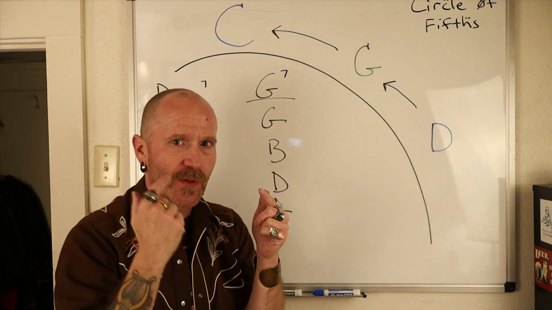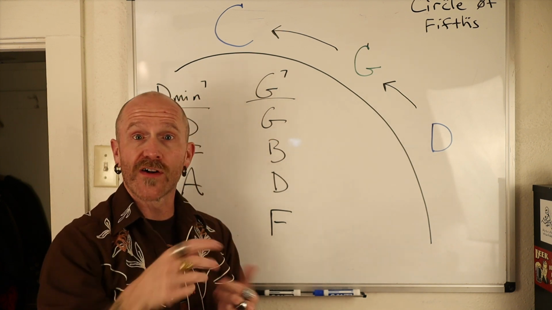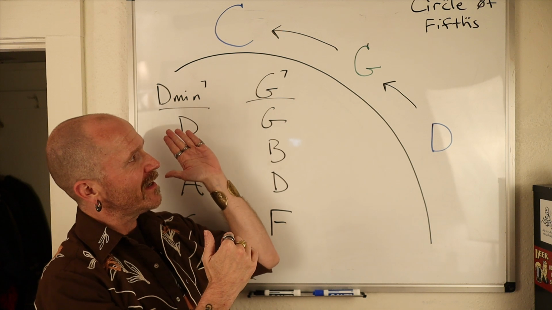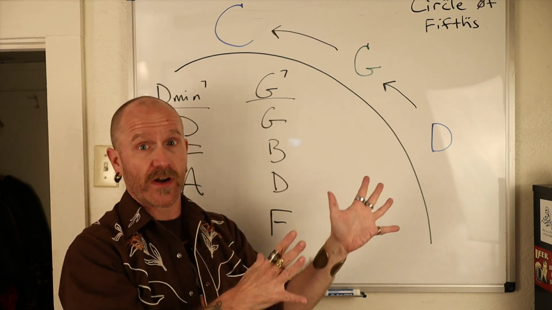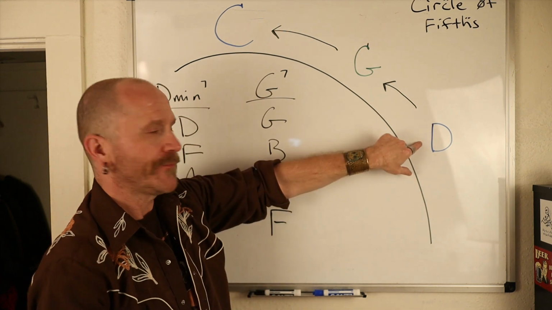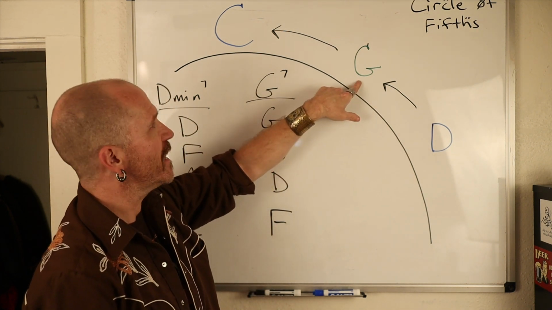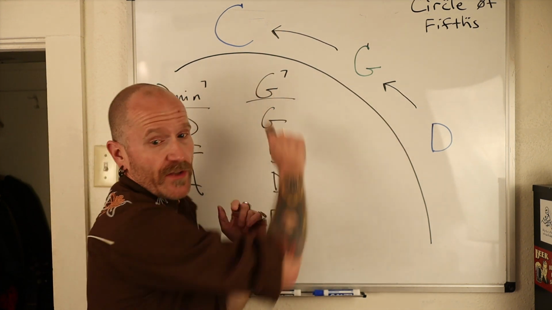I want you to conceptualize, think about it like a slinky going downstairs. Or waterfalls, if you will. Same idea. Because of the science and the math behind music, which is another conversation, D really wants to go to G. And G really wants to go to C. And that's when we're just talking about the actual notes.